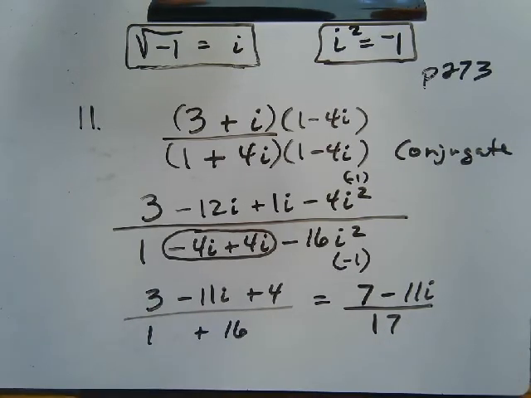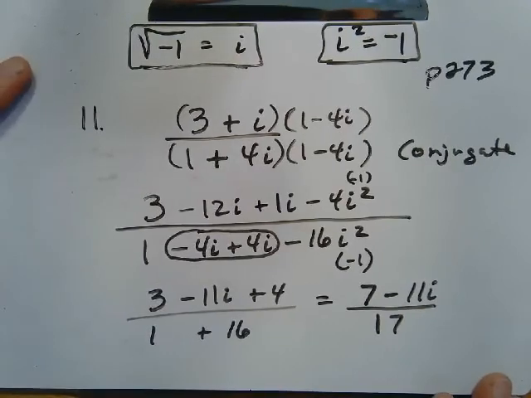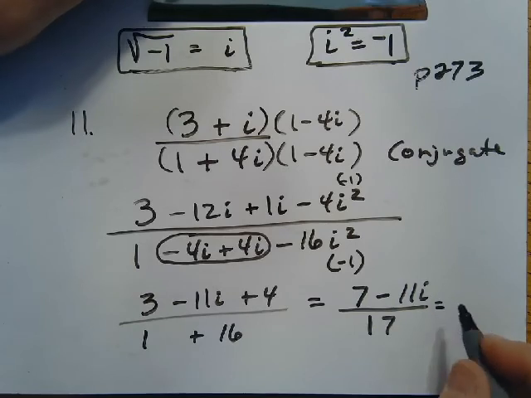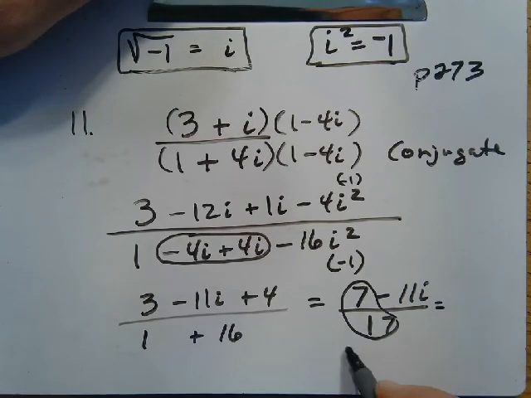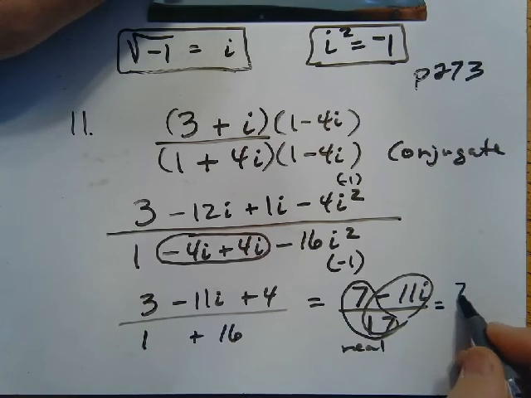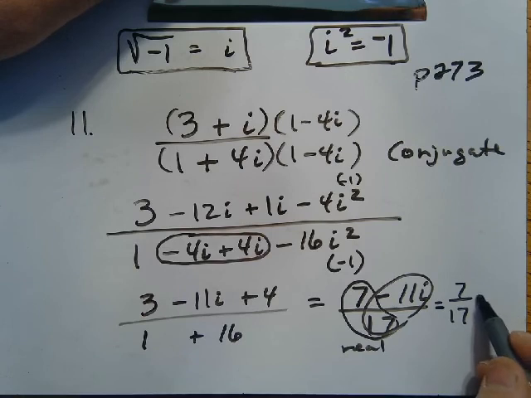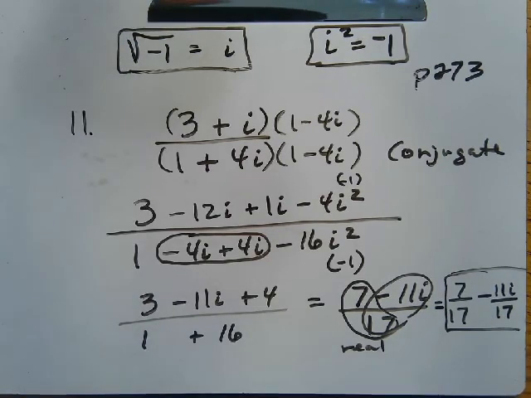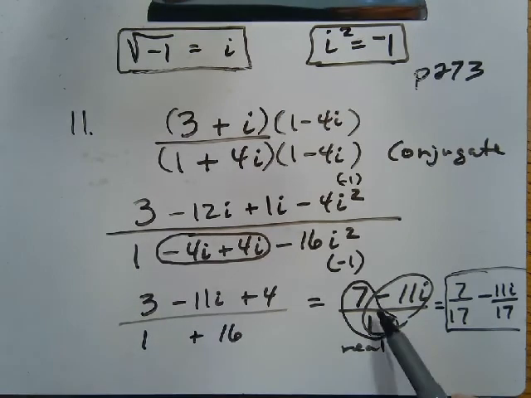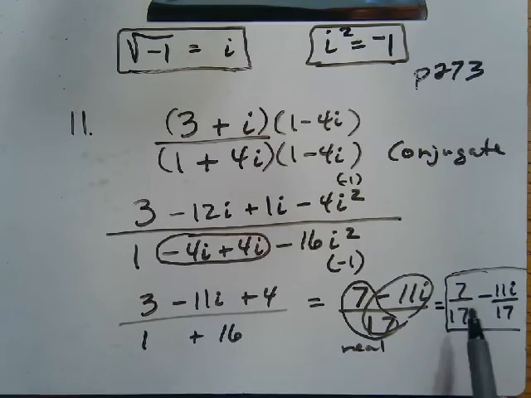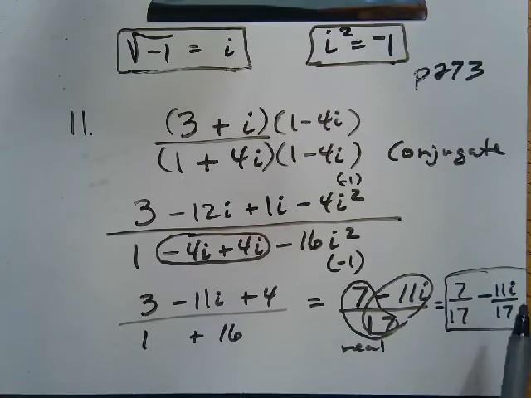That's the correct answer. However, your book kind of prefers that we write it a certain way, and that is separate the real part. See, this is the real part here from the imaginary part here. So the real part is 7 over 17, and the imaginary part is a -11i over 17. This is really the way your book's going to present the answer, and I think you'll see that on most tests as well. Separate the real part from the imaginary part when you write your answers. Okay, these are both correct answers, but this is the form that's really requested.